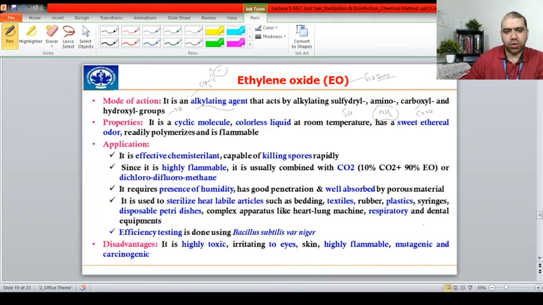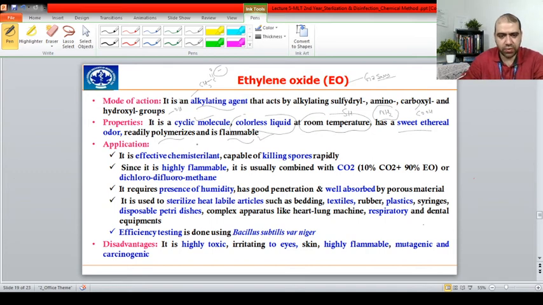What are the properties of ethylene oxide? It's gaseous in nature, colorless, and it can also appear in the form of a colorless liquid. It's cyclic in nature and liquid at room temperature, which means if you increase the temperature, it will change into the gaseous form. It has a sweet ethereal odor, and you can identify ethylene oxide by this. It can readily polymerize and is flammable. So always be careful while using ethylene oxide.